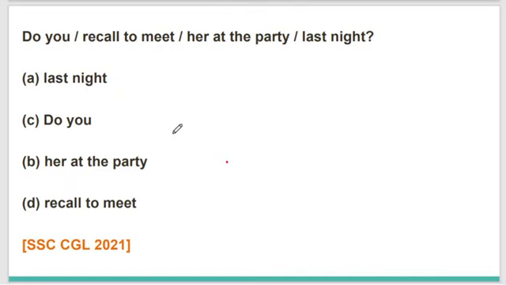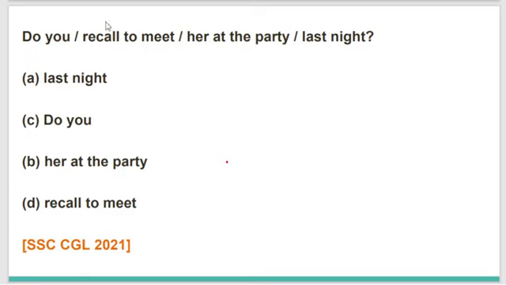Do you recall meeting her at the party last night? That means I'm asking someone that at the last night party, you have met her. Do you remember that incident? Do you at all remember the incident that you have met her at the last night party? So basically, I'm asking here, do you recall the meeting her?